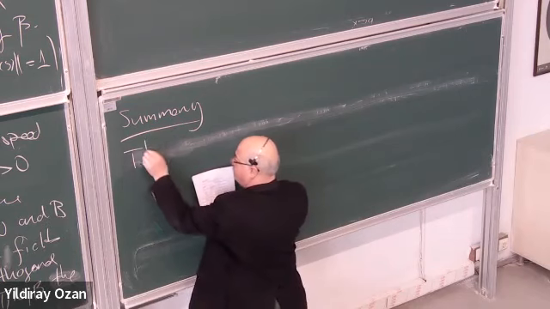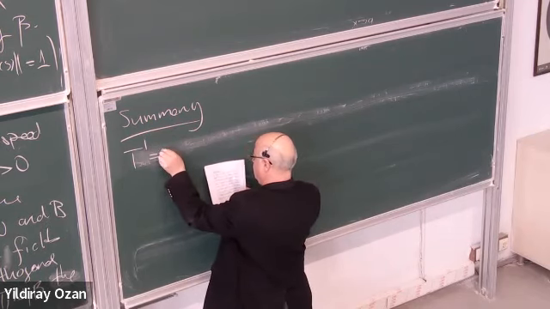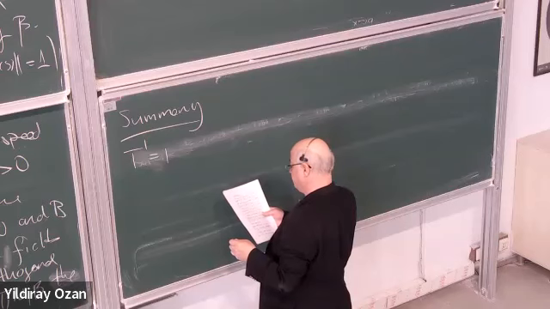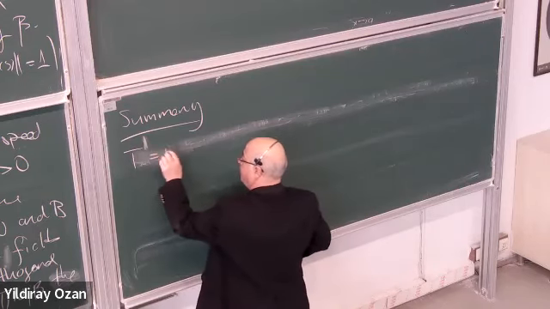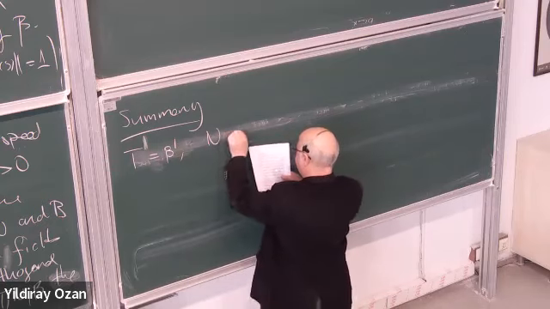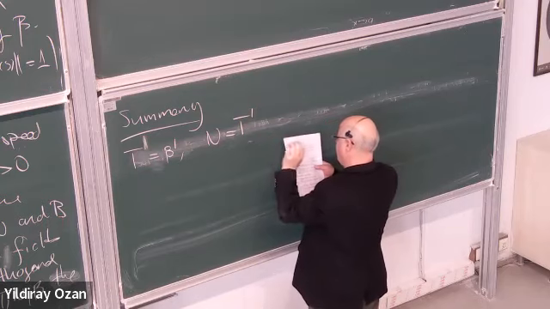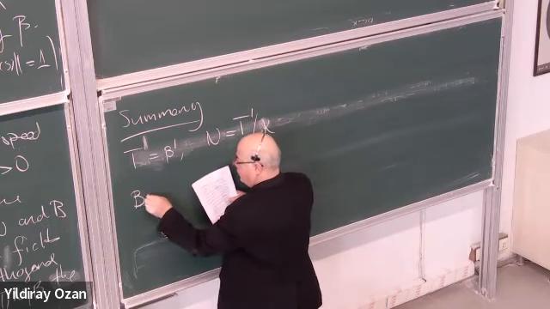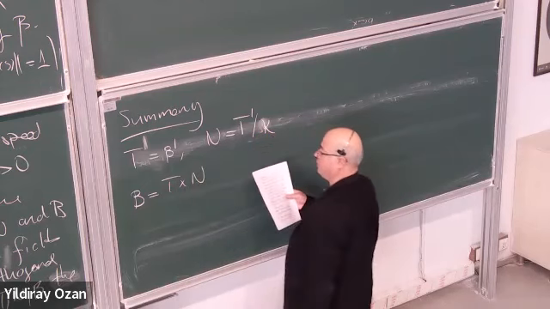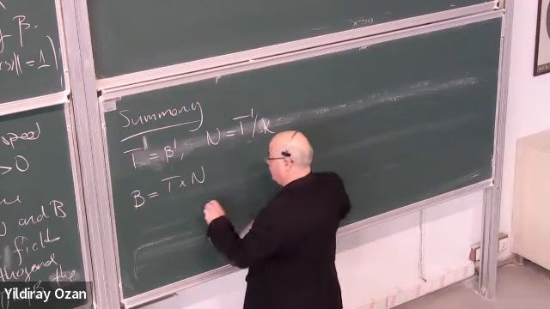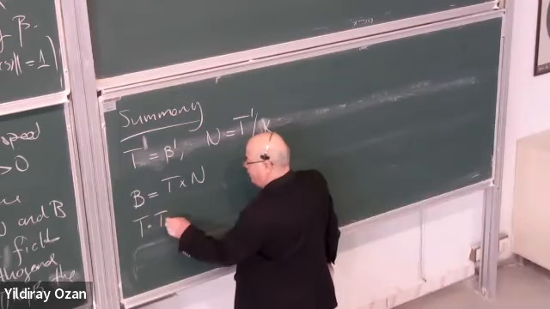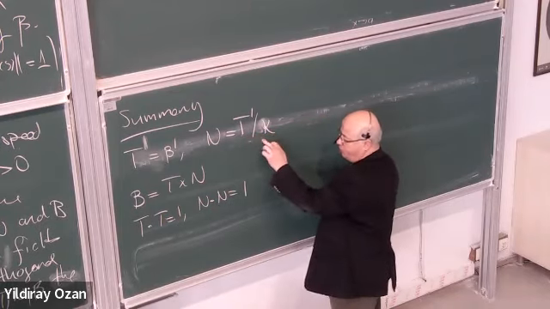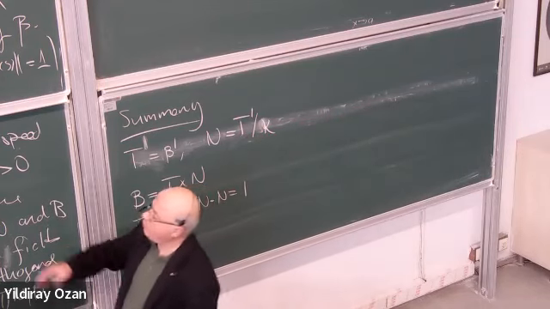Now we have T prime, which is just, wait a minute. No, T is beta prime. N is T prime over kappa, the vector B is just T cross N. And T dot T is equal to one, N dot N is equal to one, because this is also a unit vector, right? I just actually computed that.